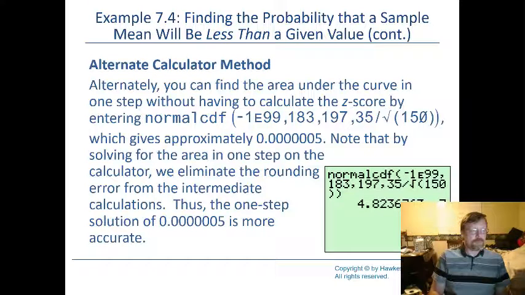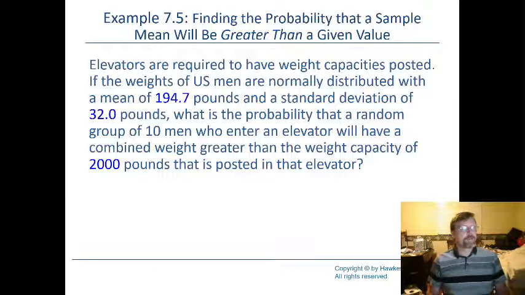All right, so let's look at another example. If the weights of men in the U.S. are normally distributed and the population mean is 194.7 pounds with a 32-pound standard deviation, what is the probability that a random group of 10 men who enter an elevator with a 2,000-pound weight capacity will have combined weights over that 2,000 pounds?